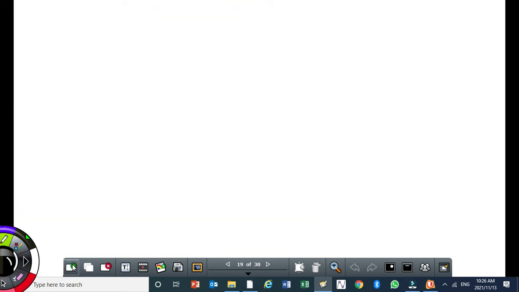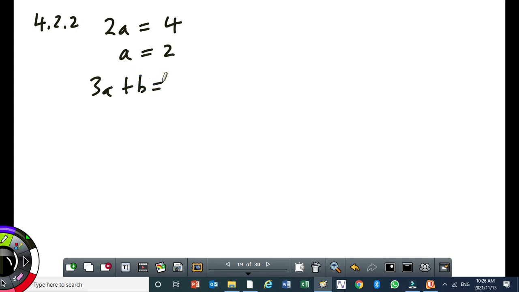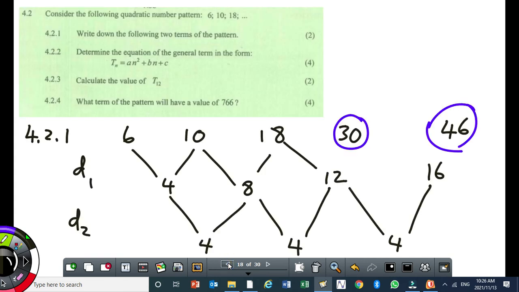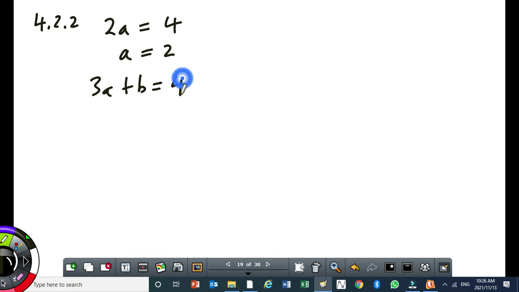So 4.22 is determine the general term. So first thing, 2a is going to be equal to the second difference. So a is going to be 2. Then 3a plus b is going to be equal to the first term of the first difference, which is 4. Okay? So this is the 4.